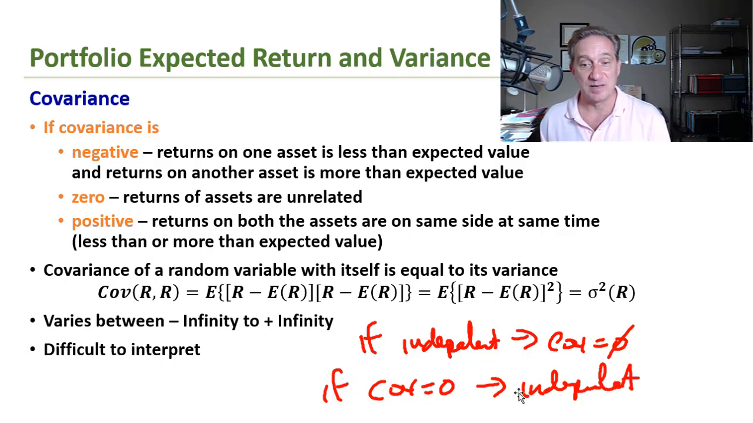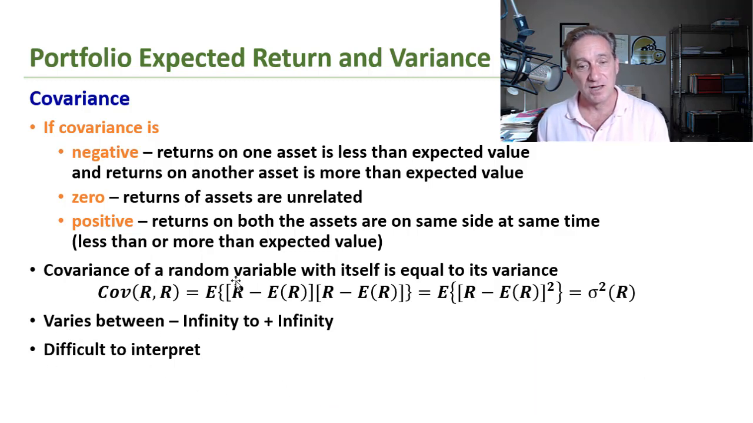And again, that's because covariance is a measure of linear dependency, but independent means not dependent, and dependent is not just linear dependence, it's all sorts of nonlinear dependence. So the key difference there is linearity. The covariance of a random variable with itself is equal to its variance. I've already mentioned that. It varies between negative infinity to infinity. As I've said, for realistic data sets, it tends to be closer to 0 than have larger values. And of course, it's difficult to interpret.